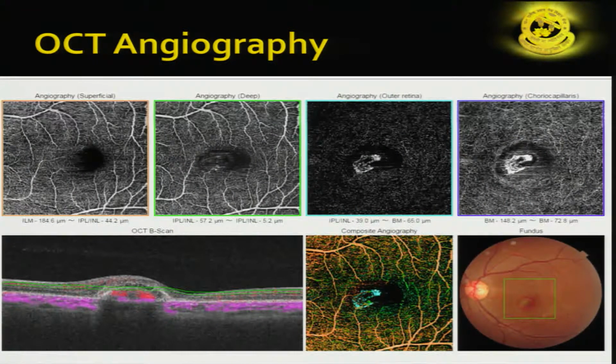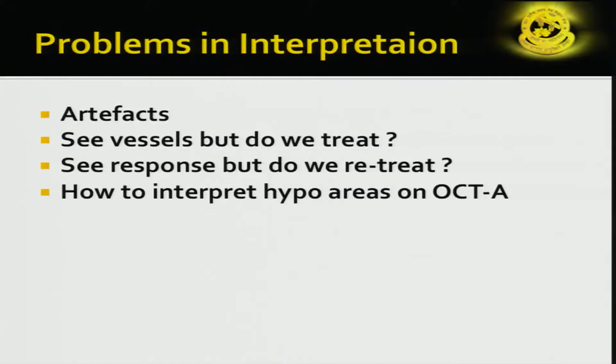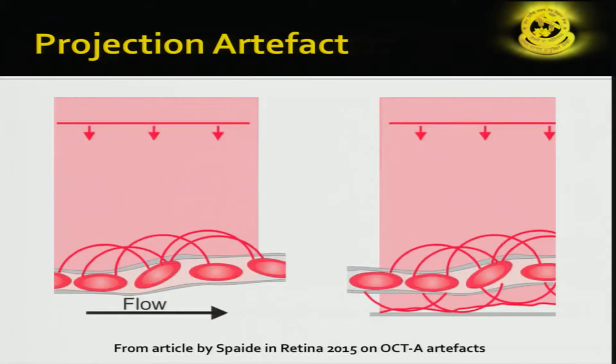So we'll just discuss that a little more. I'll tell you some artifacts, and then even if we see the vessels, do we treat them or not? Do we retreat them or not? And then a little discussion about the non-flow areas or the hypo areas on OCT angiography.